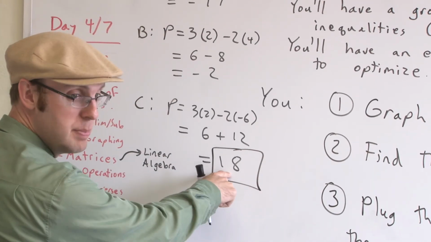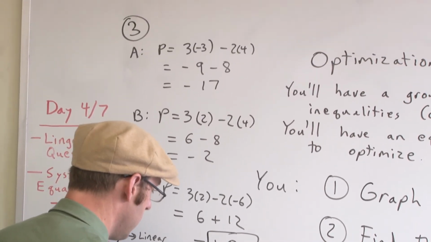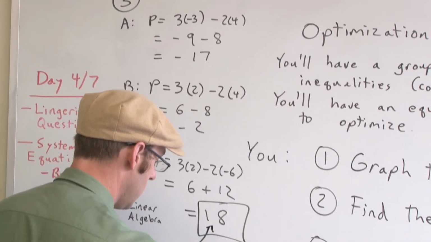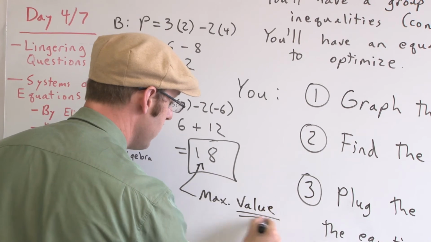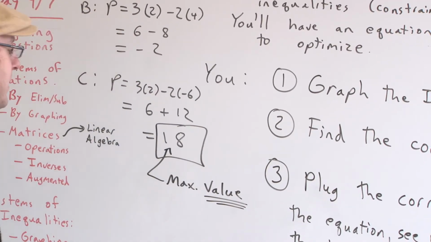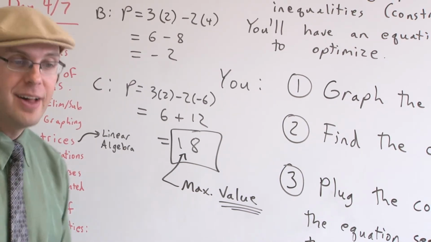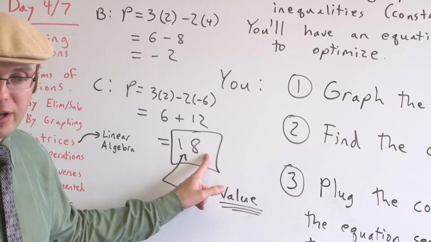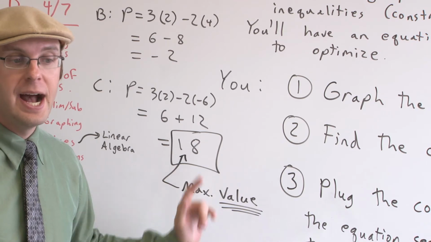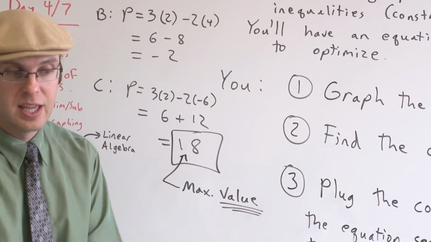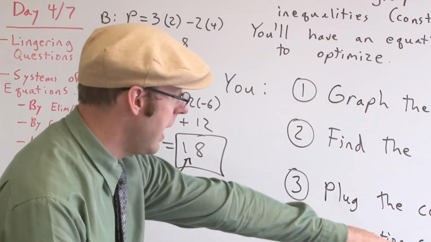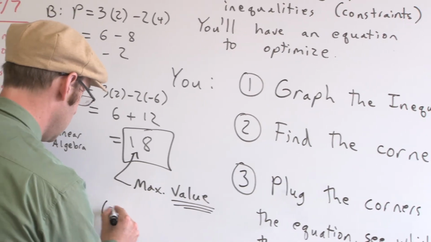So this is my optimum value. If they ask you for your maximum value, it's the one you get when you plug into the equation. If they ask what are the coordinates that give you your maximum value, that would be my 2, -6.